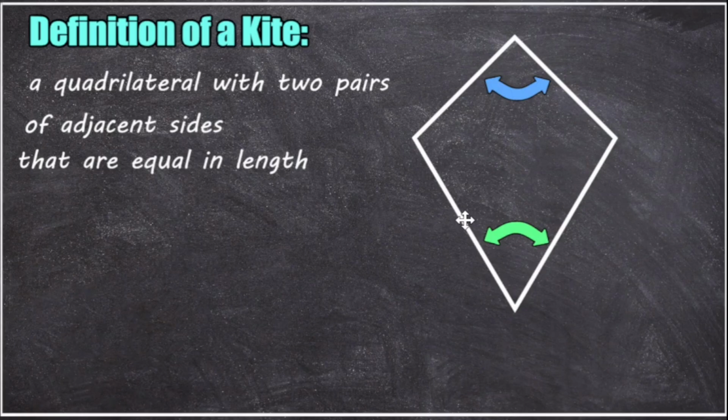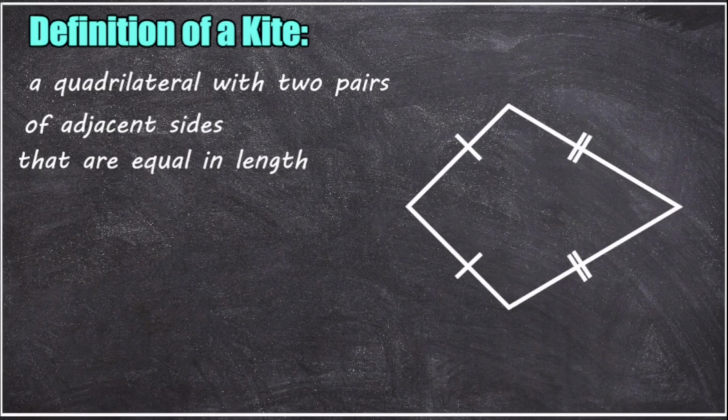Let's indicate the equal edge pairs with some markers. So the top pair of edges are equal in length and the bottom pair are equal in length. And so now let's prove what the properties of a kite are. I'm going to lay the kite on its side because I find it easier to demonstrate the properties when the kite is in that orientation.